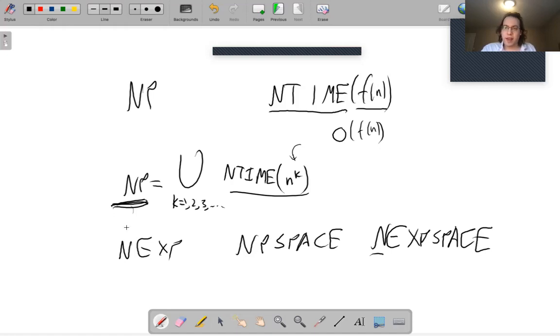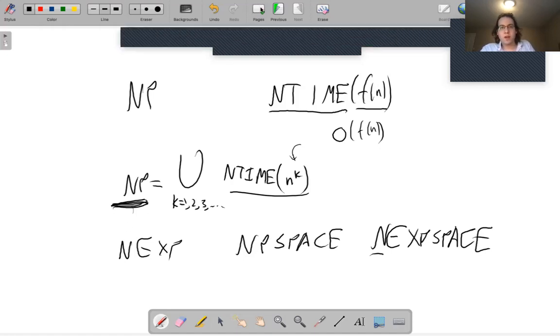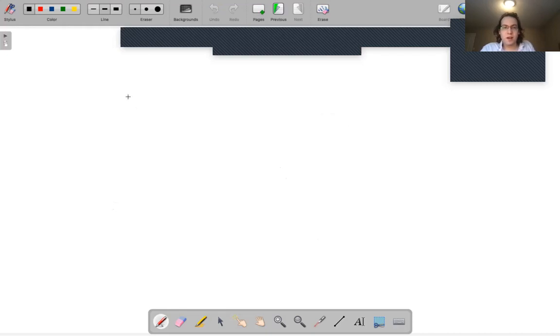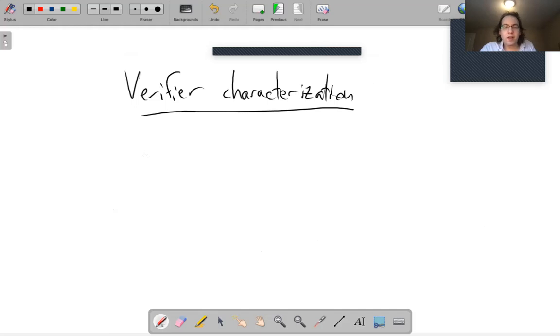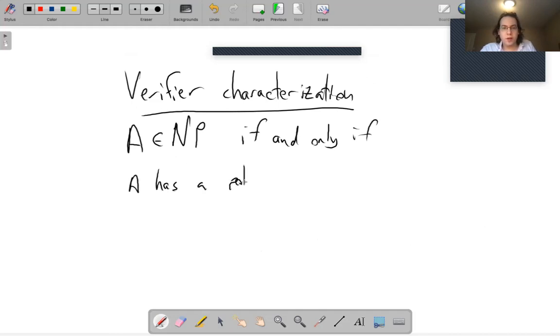Interestingly, there's an alternative characterization of the class NP. The alternative characterization of NP is this verifier characterization. And this says that A is in the class NP if and only if A has a polynomial time verifier V.